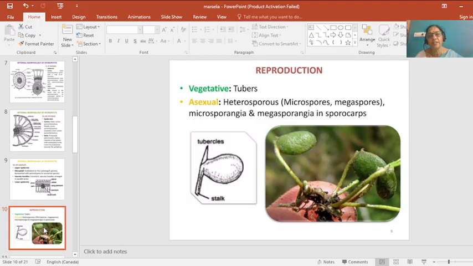Asexual reproduction takes place by spores, where the spores are heterosporous. The spores which are small in size are known as the microspores, and the spores which are large we call the megaspores. These microspores are found in the microsporangia, and the megaspores are found in the megasporangia. These sporocarps are green in color, and they are found on the rhizomes in the nodal region. The sporocarp consists of the stalk and a bulbil-like structure called the sporocarp.